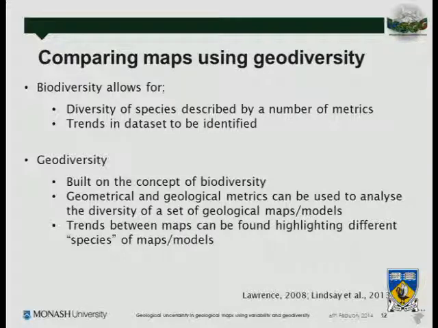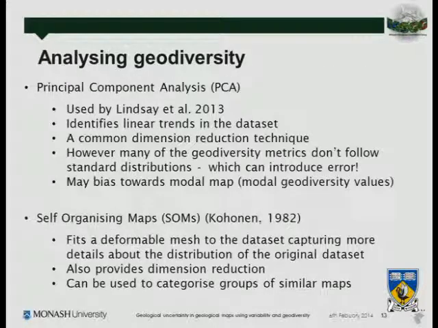So geodiversity basically is a measure of how different species vary at a specific location. Mark introduced it for looking at geological models, and what we're trying to do is say that if we've got a set of models, there's a group that have these characteristics, a group that have these characteristics, and what's similar between them. So Mark used principal component analysis.